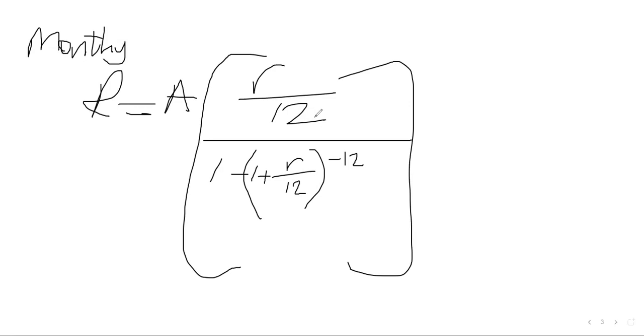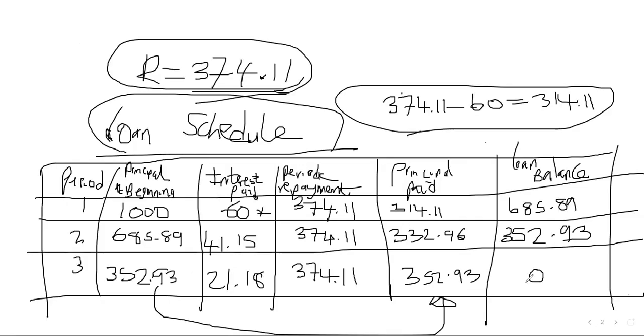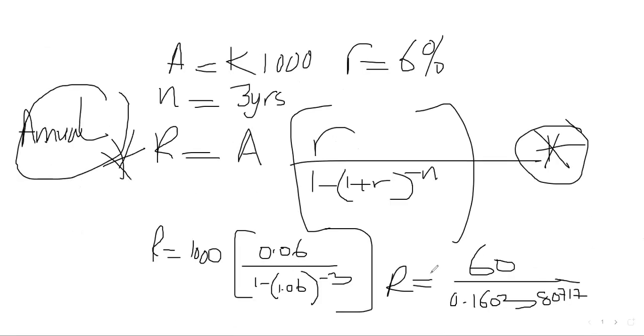If they say quarterly, you divide that R by 4, all right? So here it was annual, because the loan schedule has been done based on annual compounding, which means the formula applies the same way it is. So if they say quarterly, where you have the R there, you divide that R by 4. Semi-annually, you divide by 2. For monthly, you divide by 12. All right, so the examiner can ask you to go for the annual one, or semi-annually, divide by 2, or quarterly or monthly.